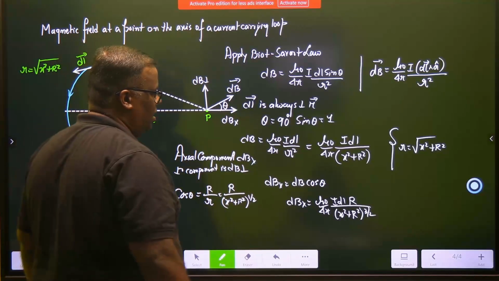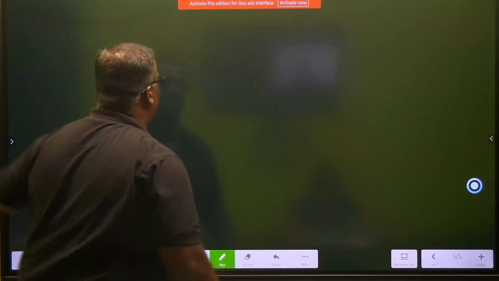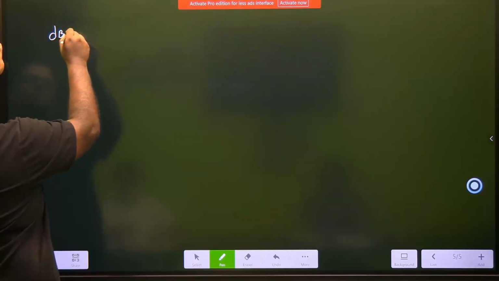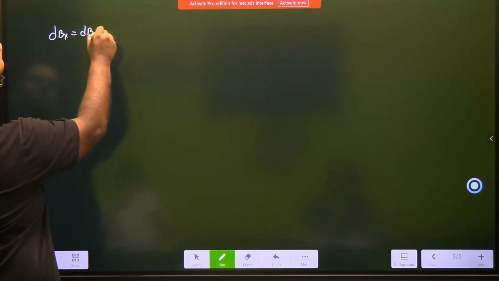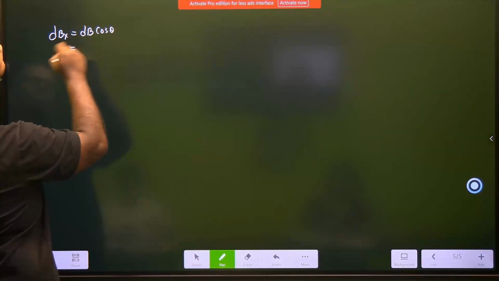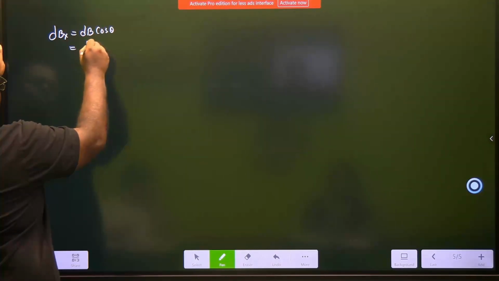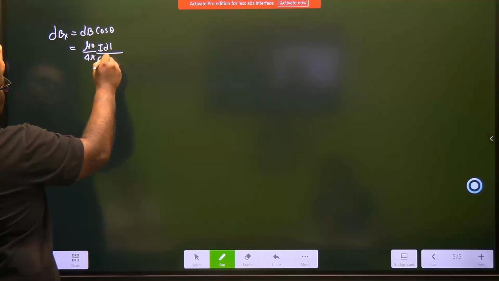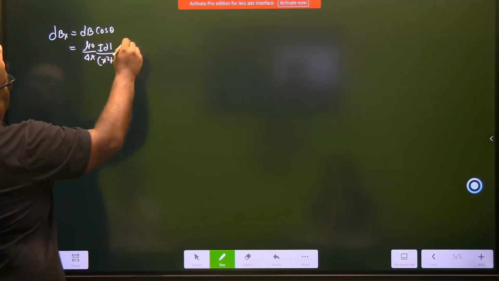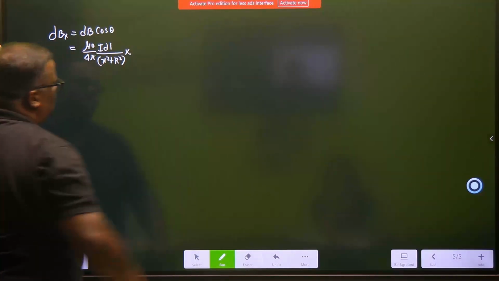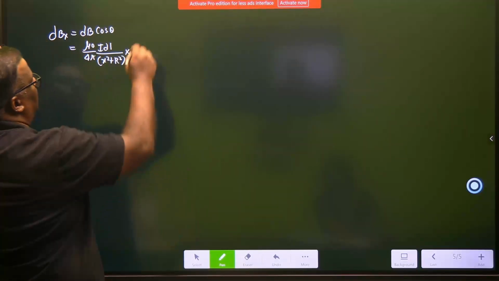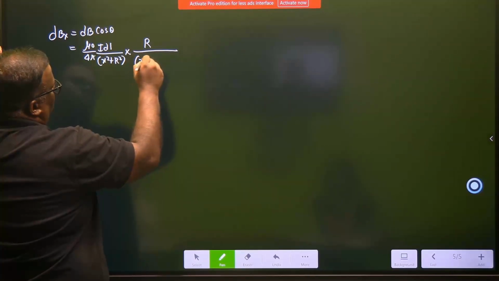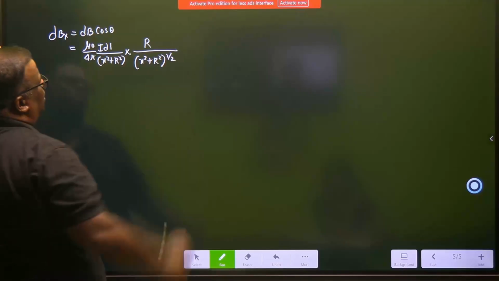Okay, I'm just changing the screen. I'm still writing the expression. dBx is equal to dB cos theta, which is equal to mu naught by 4 pi I dl over x square plus r square, multiplied by cos theta. And cos theta, as I said, is r divided by small r, which is x square plus r square to the power half. This was our expression, right?